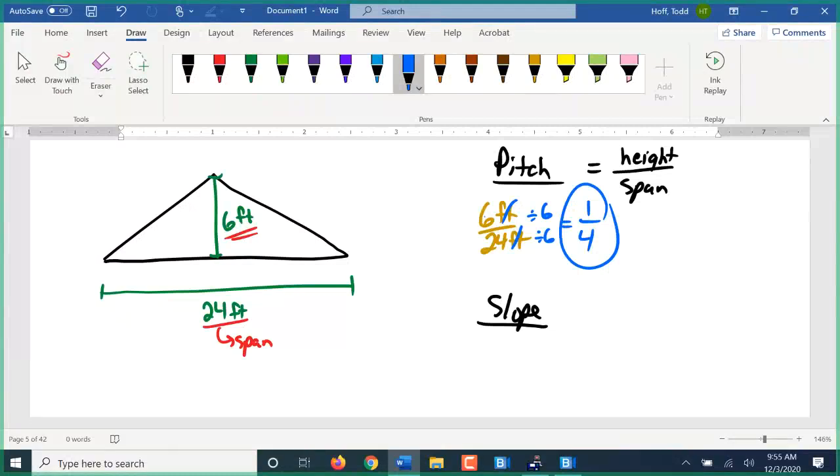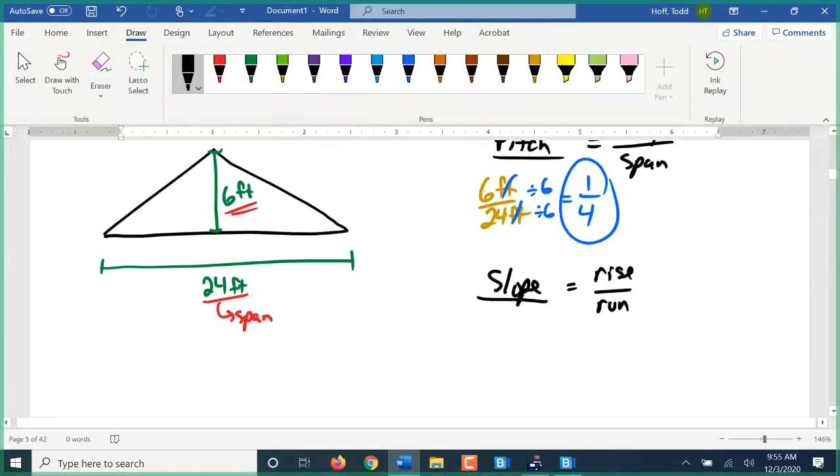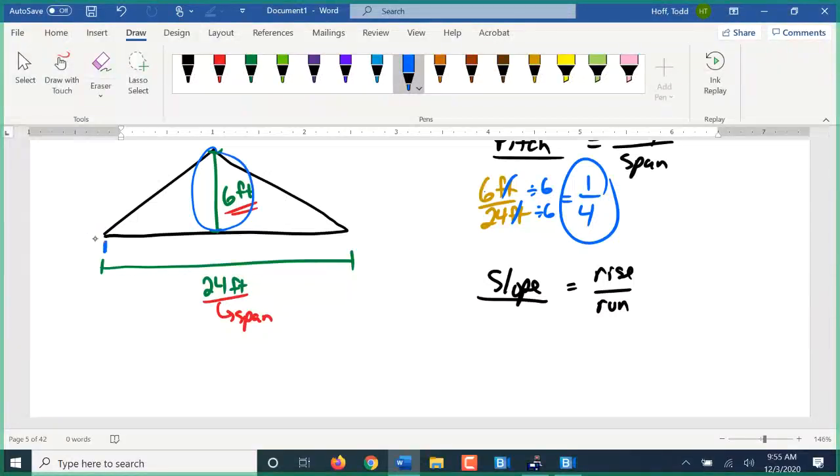Slope is defined to be rise over run. Slope is actually used in a lot of applications in math, and in almost all of them it's rise over run. The rise is still the 6 feet, because it goes up 6 feet. However, the run is from there to there. That's talking about the sloped surface. That sloped surface rises 6 feet and it runs 12 feet, half of the span in this case.